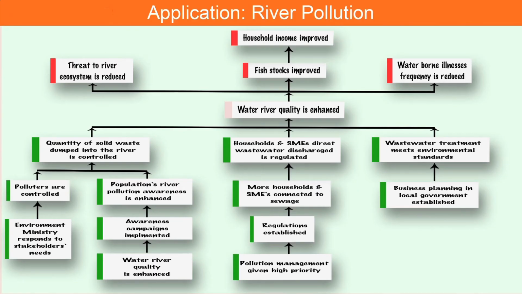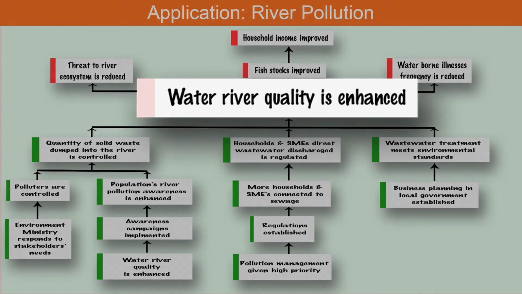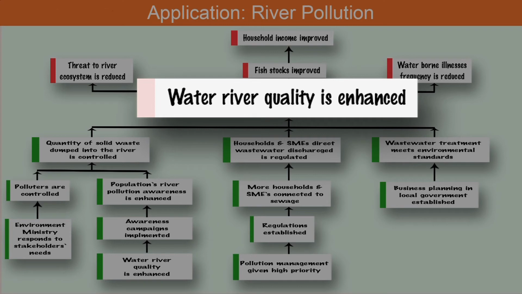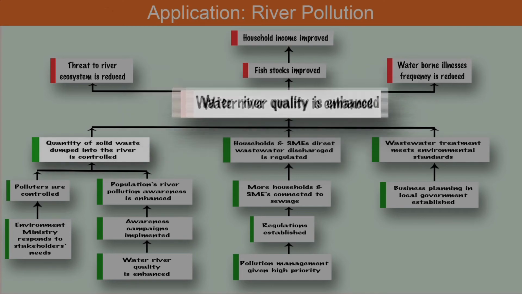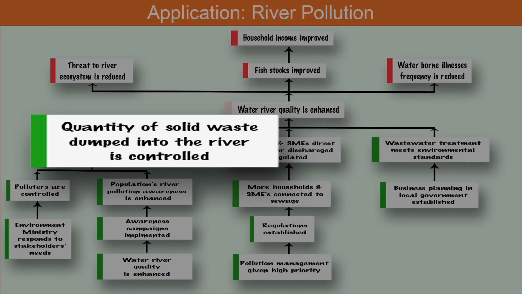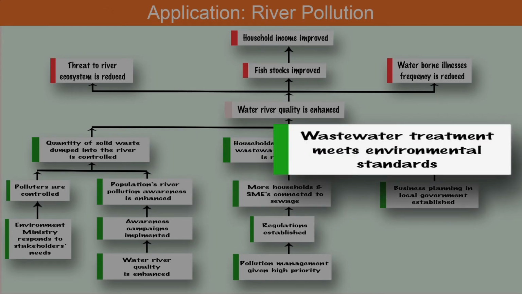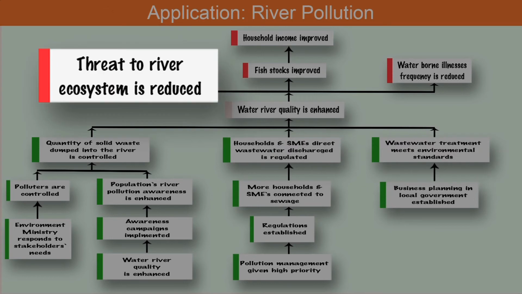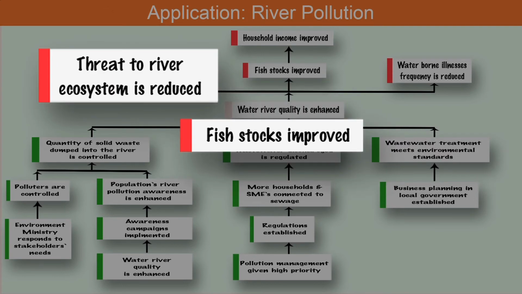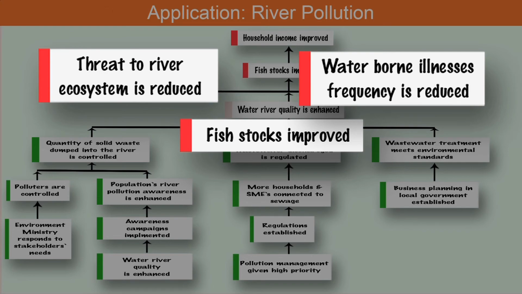Application. Consider the river pollution objectives tree shown here. To improve the river water quality, the planners intend to A. Reduce the dumping of solid waste. B. Lessen the wastewater discharge by households and nearby factories. And C. Improve wastewater treatments to meet environmental standards. Eventually, the threat to the river ecosystem is reduced, fish stocks in the river improve, and waterborne diseases frequency will decline.